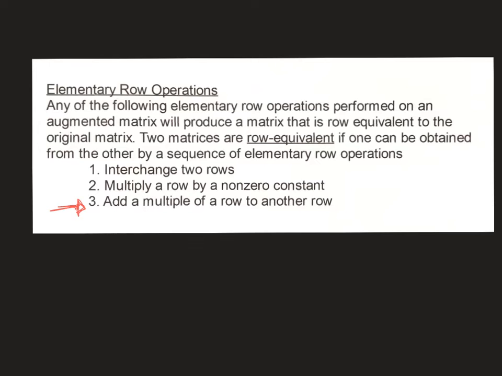So you can do any of those 3 things, and it's going to produce a matrix that's row equivalent to the original. So 2 matrices are row equivalent if one can be obtained from the other by a sequence of elementary row operations. So basically, as long as you're doing one of those 3 things, no matter how many of those row operations you do, it's going to be equivalent to the original.